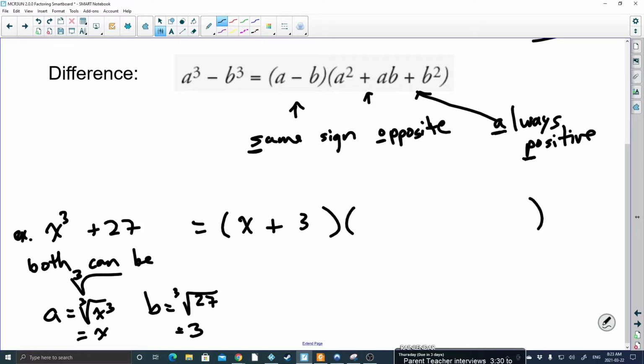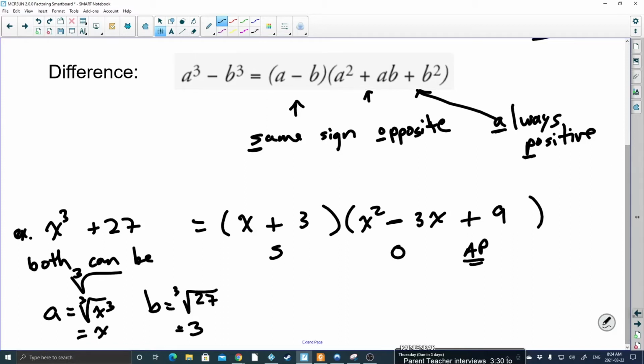And then you have to remember what it looks like. So I have the difference of cubes up here. It's very similar to this. You've got a squared, ab, and b squared. So a squared would be x squared, ab would be 3x, and b squared would be 9. And then this sign here has to be opposite the original one for the SOAP acronym. Same, opposite, and then always positive would be a plus there. And that's basically how a sum and difference of cubes work.